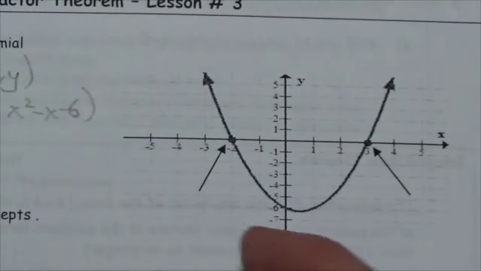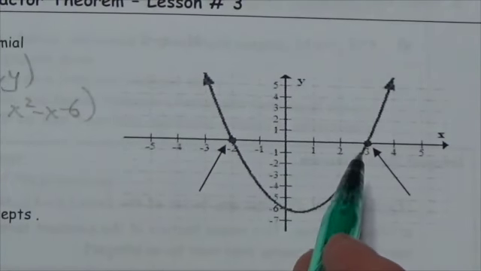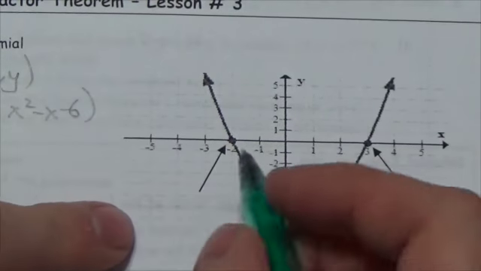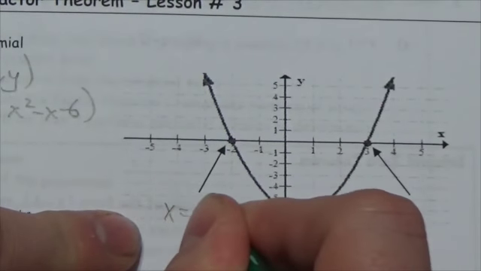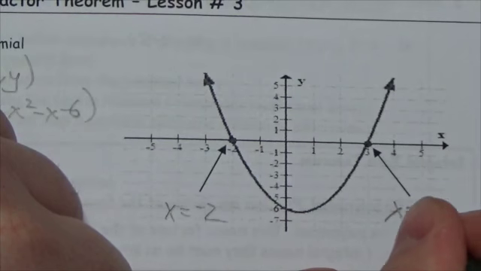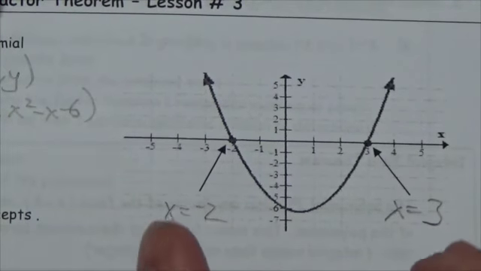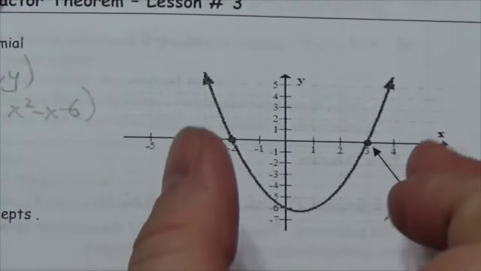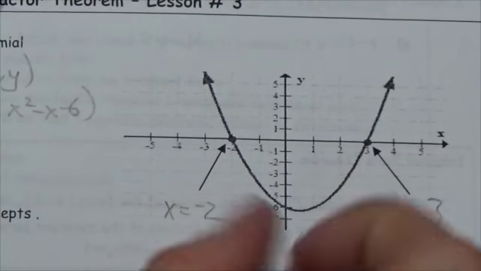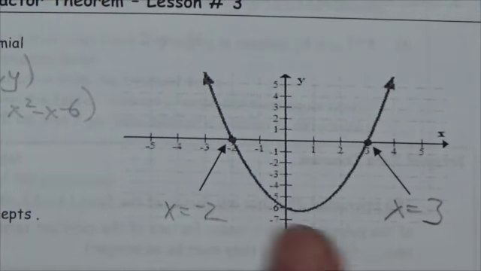as where the graph hits the x-axis, the x-intercepts. Right here, this is where x equals negative 2. This is where x is equal to 3. Okay, those were the roots of the function. They are the x-intercepts of the graph, and they turn out to be the zeros of the function. Three different ways of looking at really the exact same thing.